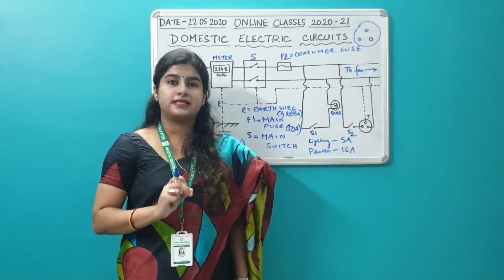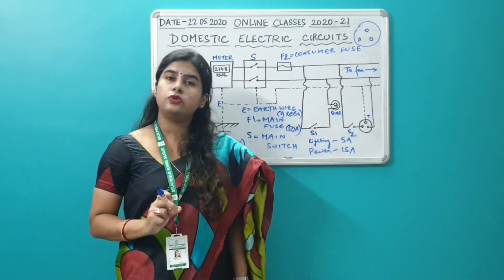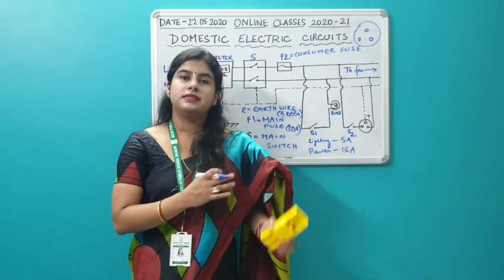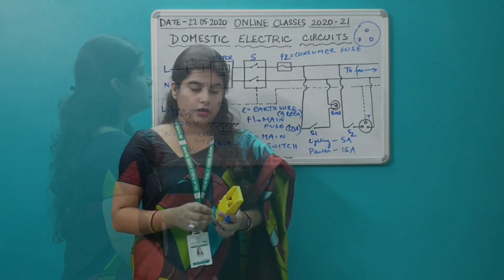If it is red, it is live. If it is black, it is neutral. If it is green, it is earth. Okay, so this is your domestic electric circuit.